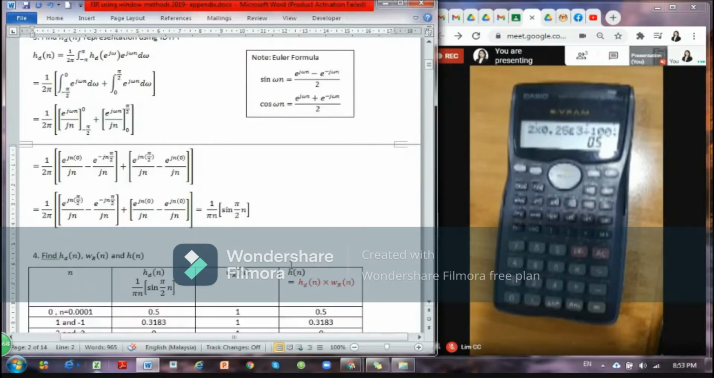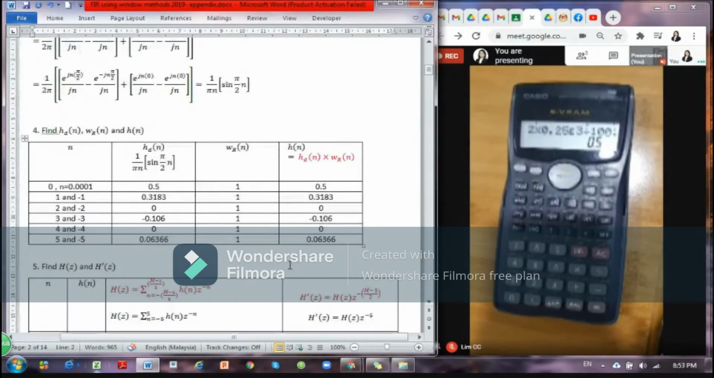Okay, then we go to step number 4. We have to find our HD and window rectangular, and also we have to find our HN. So we draw a table. Our HDN, WR is our window rectangular. HN is obtained from HDN multiplied with the window rectangular.